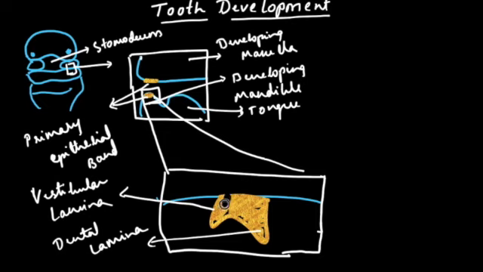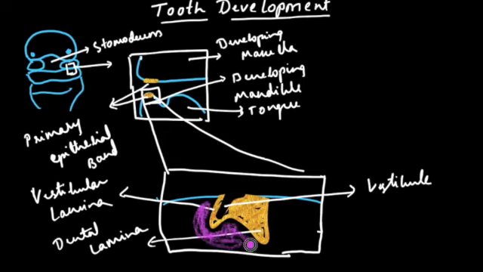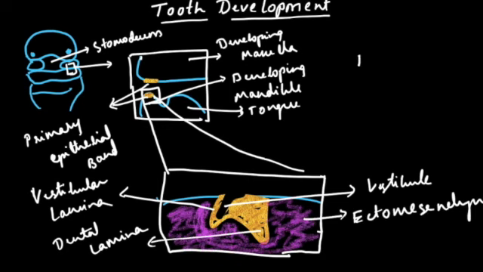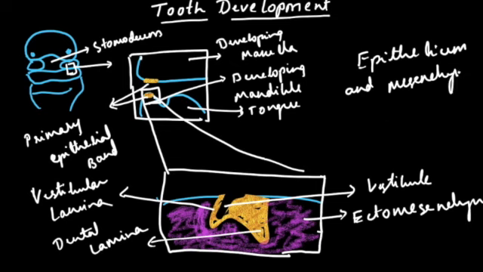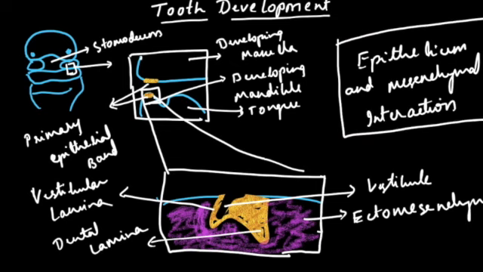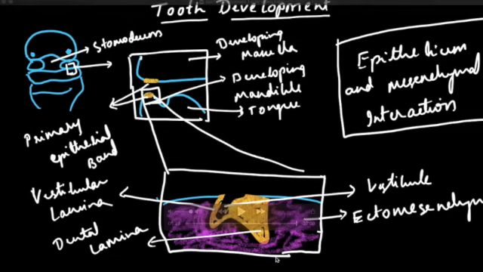The cells of the vestibular lamina degenerate to form the vestibule. This entire odontogenesis is the result of a smooth interaction between epithelium and ectomesenchyme, and this is called epithelial mesenchymal interaction.